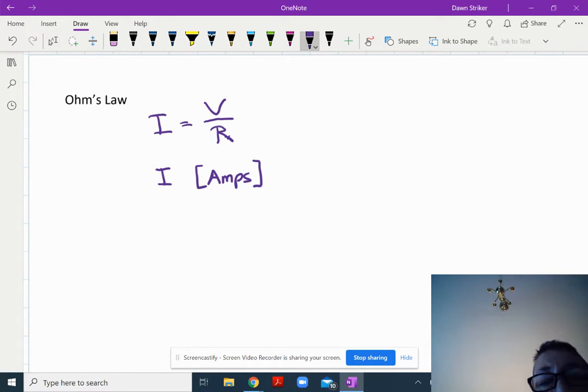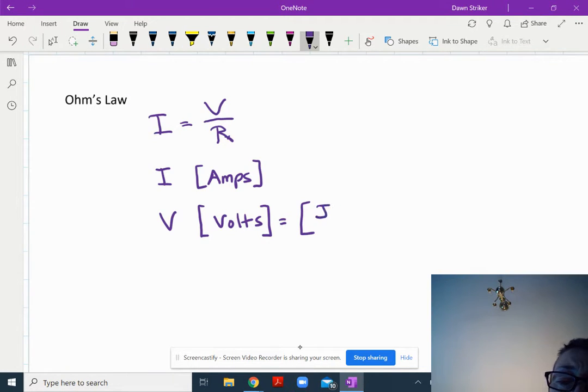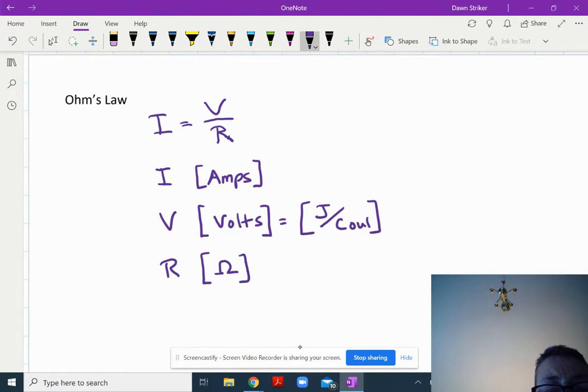And an amp is a volt per ohm. We have voltage that gives us some potential energy. It's actually potential energy per charge. Potential energy is a joule, so charge measures in coulombs. Okay, so a volt is a joule per coulomb. And then we have resistance. Resistance measures in ohms. And an ohm is the same thing as what? A volt per amp. All right.